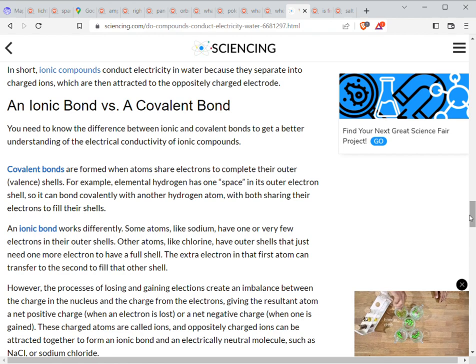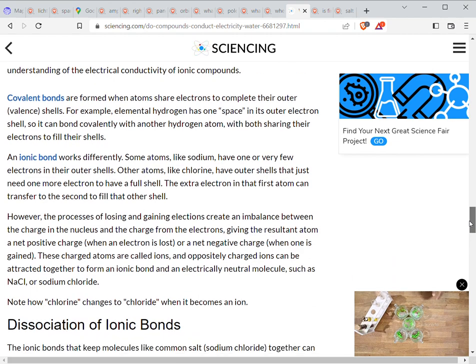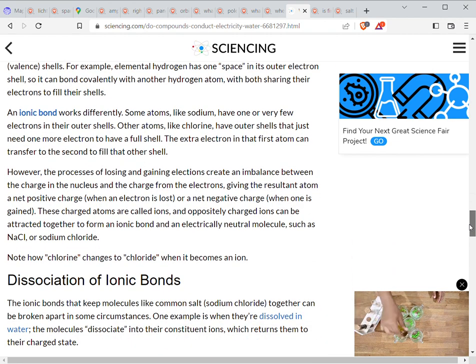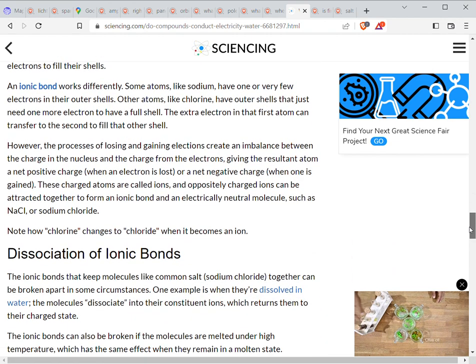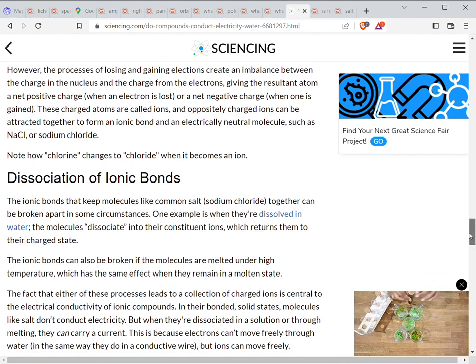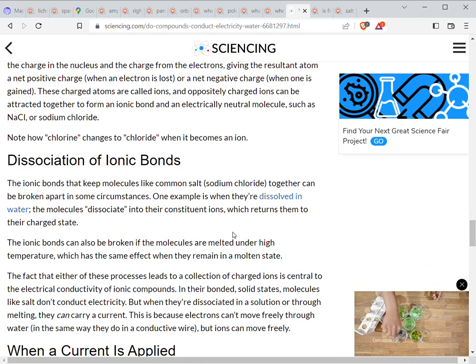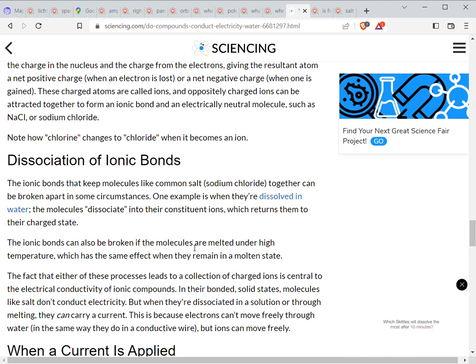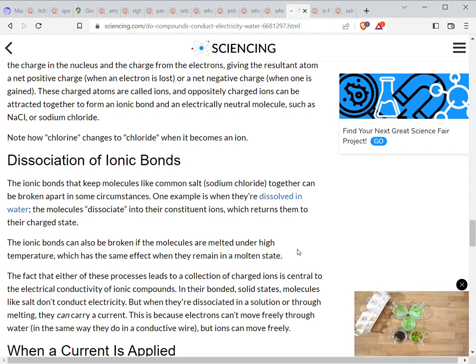The only thing I really had a problem with is when they're saying that this can be a function of temperature. Yeah, when it's like melted under a higher temperature, which has the... So this becomes important. You got to know how these things are in a different state.